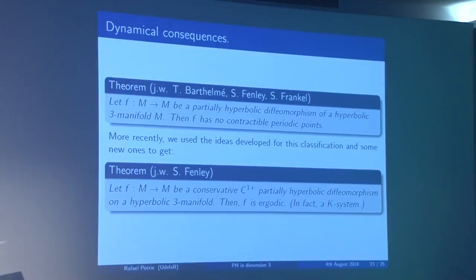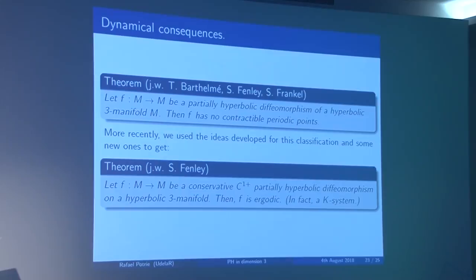By this I mean, you have a diffeomorphism which is homotopic to the identity. So if you look at a periodic point, you can follow the homotopy, and this will give you a curve in the manifold. So this curve can never be homotopically trivial. Okay, so this is a direct consequence of the classification result I mentioned before.